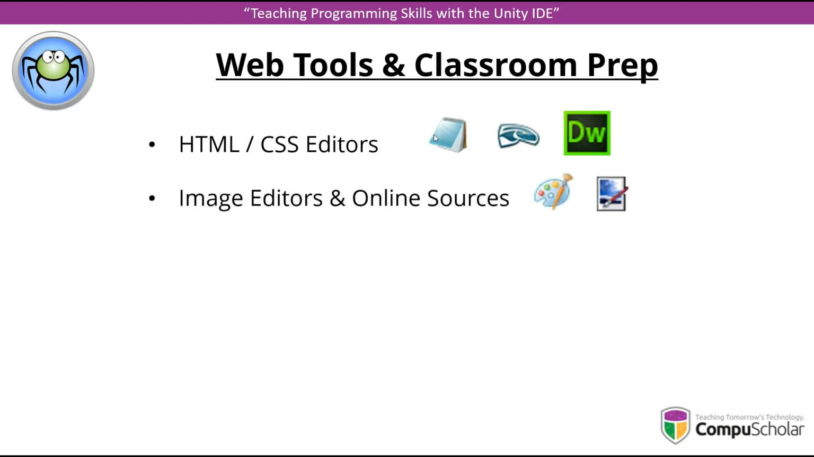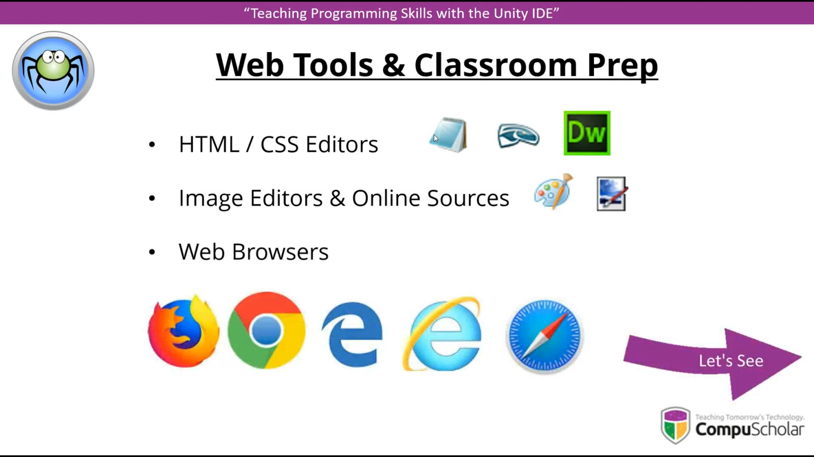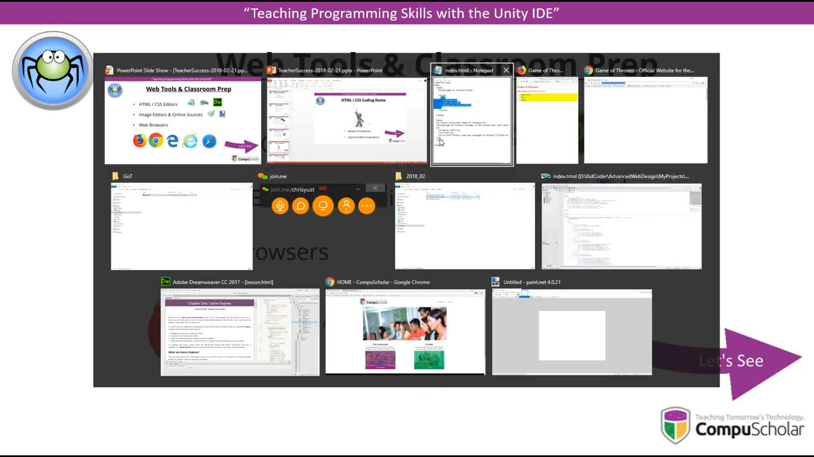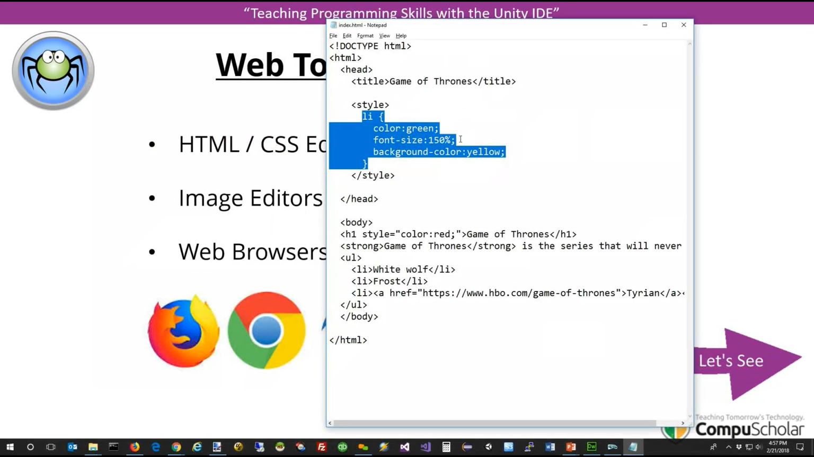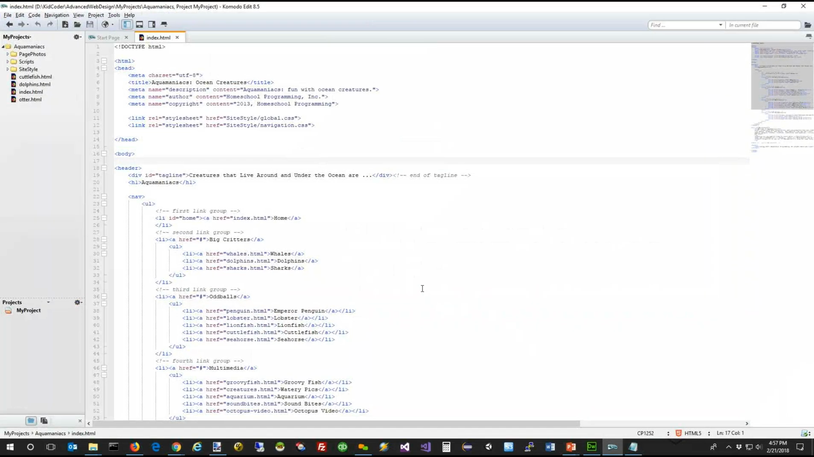And then in terms of image editors, there's Paint that's built into Windows. You can install paint.net, which I really like. I'll show you these in a moment. And then web browsers, obviously any web browser that you've got on your computer will do. So let me switch over here and just cycle through these real quick. So I've shown you Notepad for editing. Let me pull up Komodo Edit here.